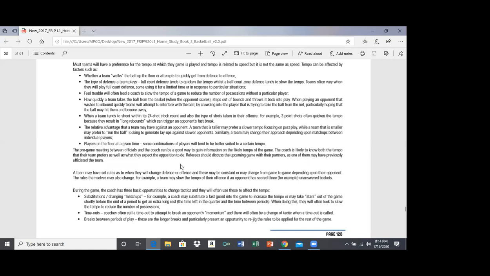Referees should discuss the upcoming game with their partners, as one of them may have previously officiated the team. I know Jenny is an active FIBA referee, and we may have one or two out there. And sometimes, based on the type of game being played, or the type of nomination they would have received, even before they received certain nominations, and based on the games or the teams, they could sometimes tell or determine that they're going to be refereeing certain games.